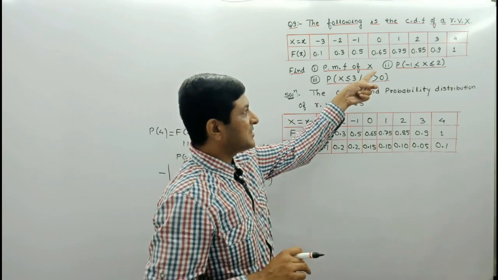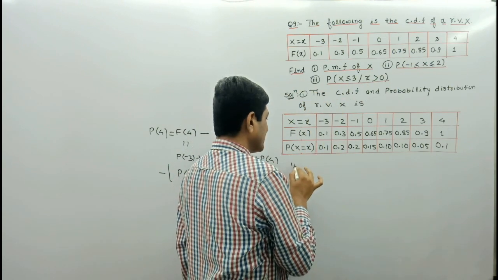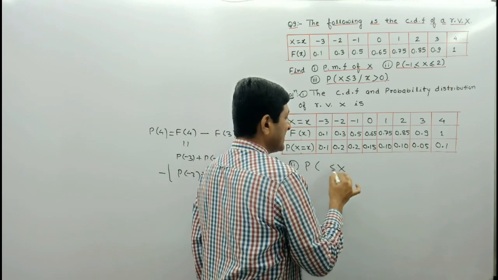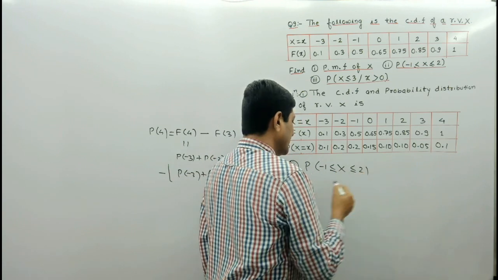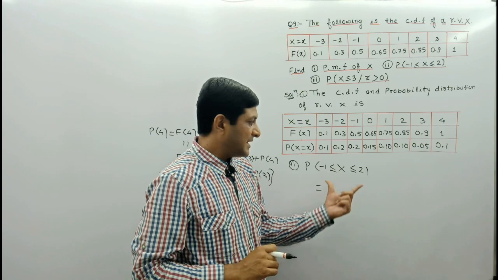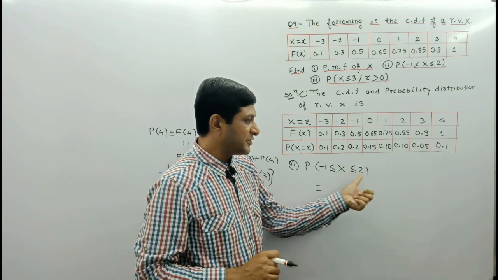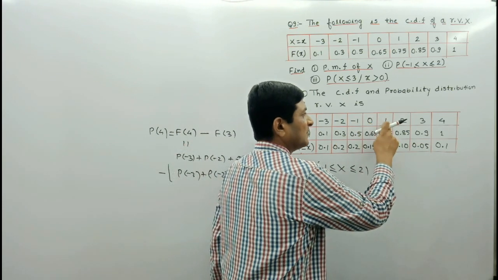Now we are trying to find our second required value. What is the second required value? It is p of x greater than or equal to minus 1 and less than or equal to 2. Now check which values of the random variable satisfy this condition: values greater than or equal to minus 1 and less than or equal to 2, meaning minus 1, 0, 1 and 2.